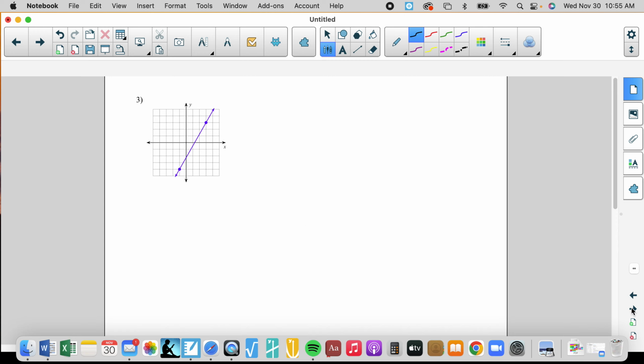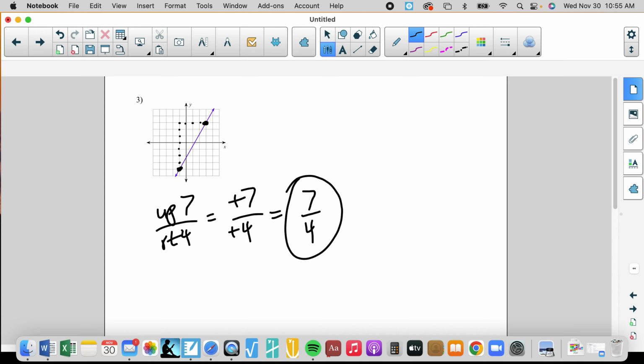Good. Let's check this one. I'm going to go from this point to this point. So up, down first. I'm going to go up 1, 2, 3, 4, 5, 6, 7. Up 7. And then I'm going to go right 1, 2, 3, 4. Right 4. Up 7. Right 4. Gives me 7/4. I'm not going to write that as a mixed number. I'm always going to keep that as an improper fraction.